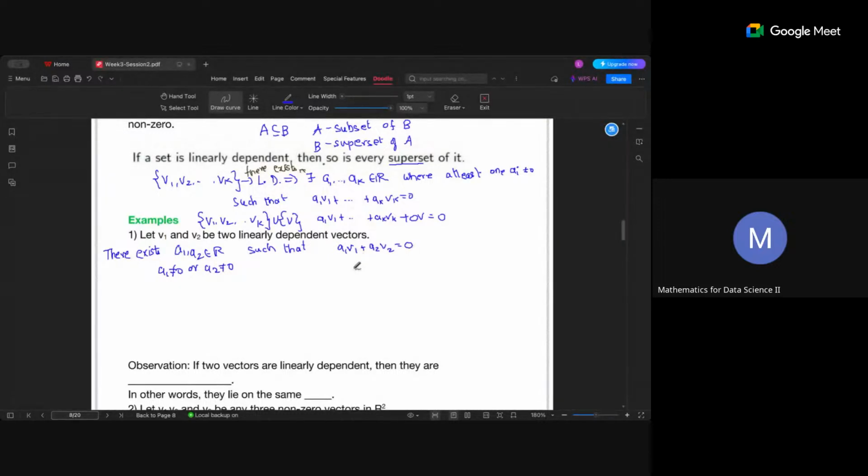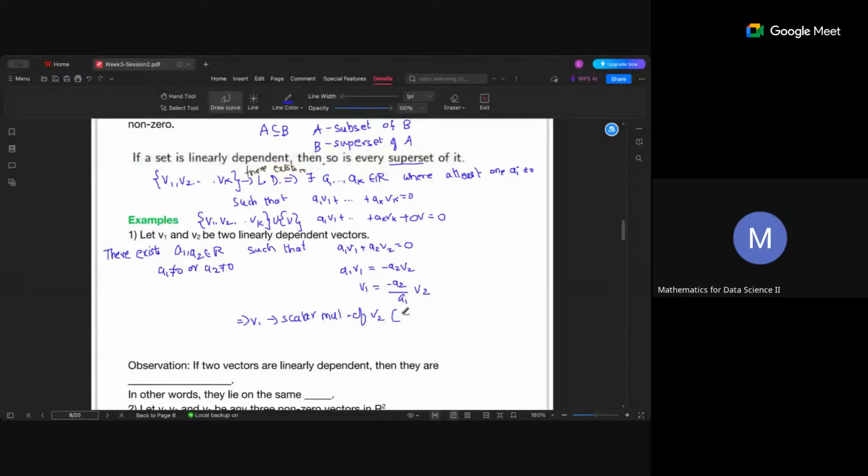From a1 v1 plus a2 v2 equal to 0, what can you see? a1 v1 is equal to minus a2 v2. Yes or no? Yes, ma'am. Since one of them is non-zero, I can assume for now a1 is non-zero. It does not matter which one you assume. Then I can write v1 as minus a2 by a1 times v2. What does that mean? v1 is a scalar multiple of v2.